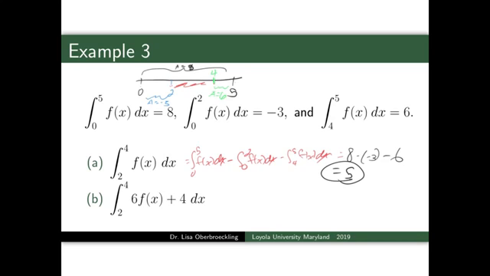Now we use that to find this integral here. We're going to use the integral facts that this is the integral from 2 to 4 of 6 f of x dx plus the integral from 2 to 4 of just 4 dx. So that was that last fact. And then we're going to use that c times f of x fact. So this is 6 times the integral from 2 to 4 of f of x dx. And we still haven't talked about the second integral, from 2 to 4 of just 4.